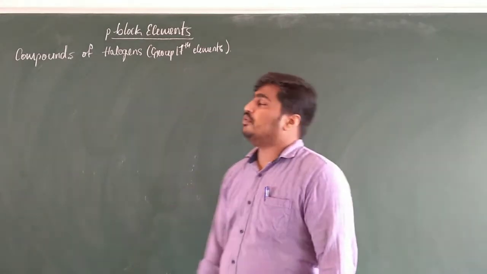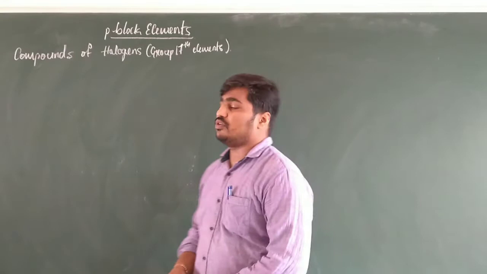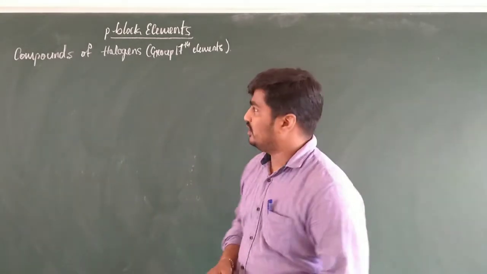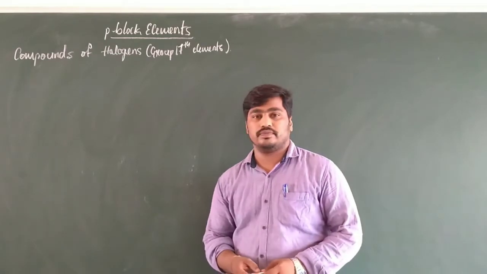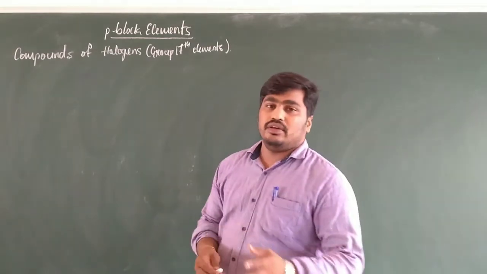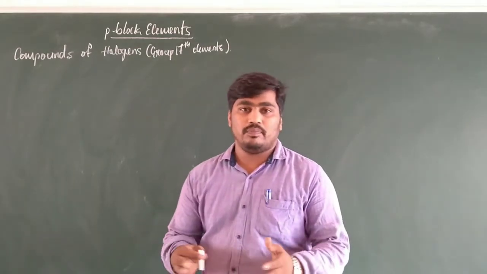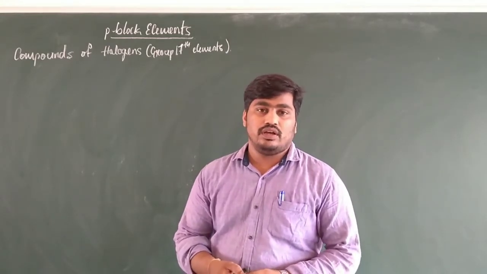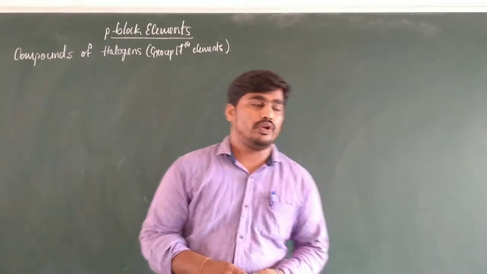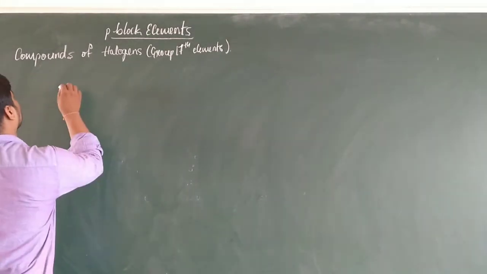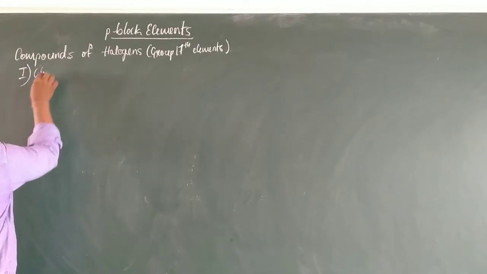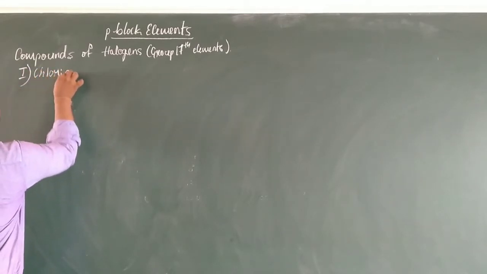Next, the very important concept under the halogens, or group 17 elements, is compounds of group 17 elements or halogens. The very important compound of halogen is chlorine. It's a known molecule, the chlorine. Let us discuss about the chlorine. First compound, chlorine.